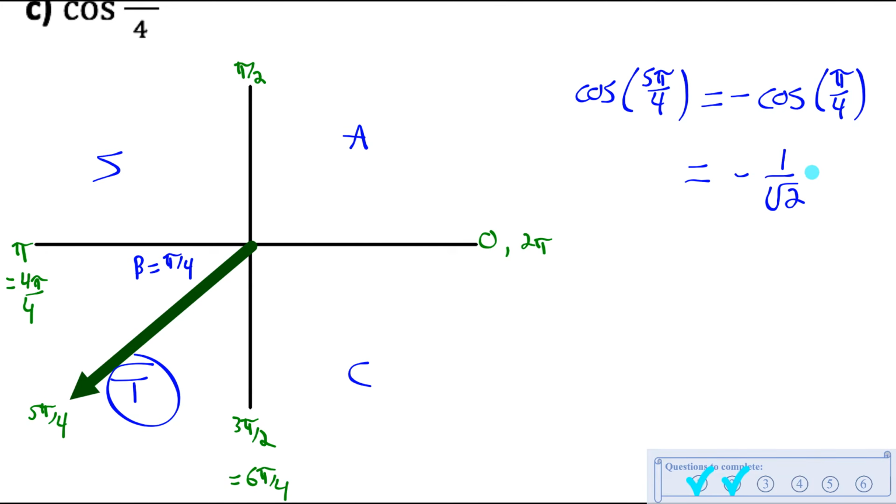And then let's rationalize this. Let's multiply top and bottom by root 2. And this gives us negative root 2 over root 4, which is just 2. So negative root 2 over 2.